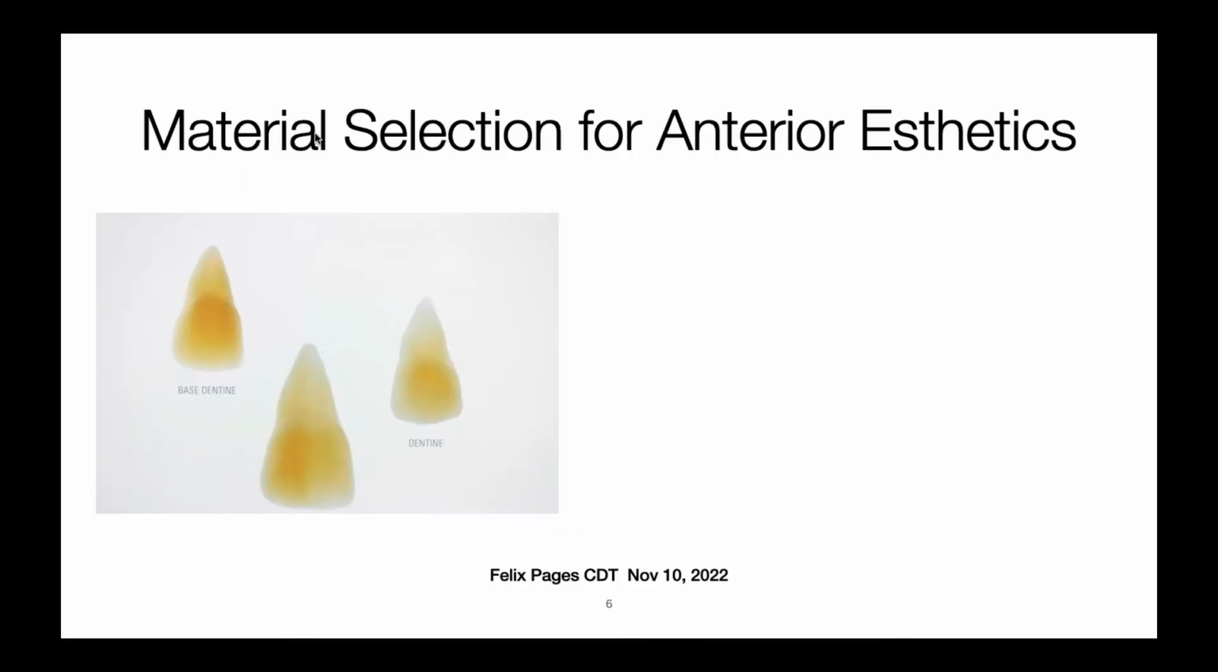So material selection for anterior aesthetics, it's like what they say, it's the economy, stupid. It's about the translucency, stupid. The whole idea is that if you have a dental material that can blend into what your natural teeth look like, you don't have to work very hard to produce a clinically successful restoration.